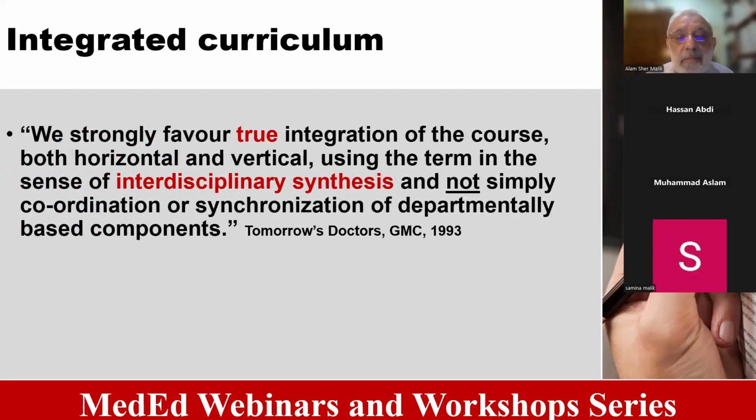This is a statement by the General Medical Council of UK. We strongly favor true integration of the course, both horizontal and vertical. We'll go into the details of what is horizontal and what is vertical. Using the term in the sense of interdisciplinary synthesis, as I mentioned earlier, going across the borders of discipline, and not simply coordination or synchronization of departmentally based components.